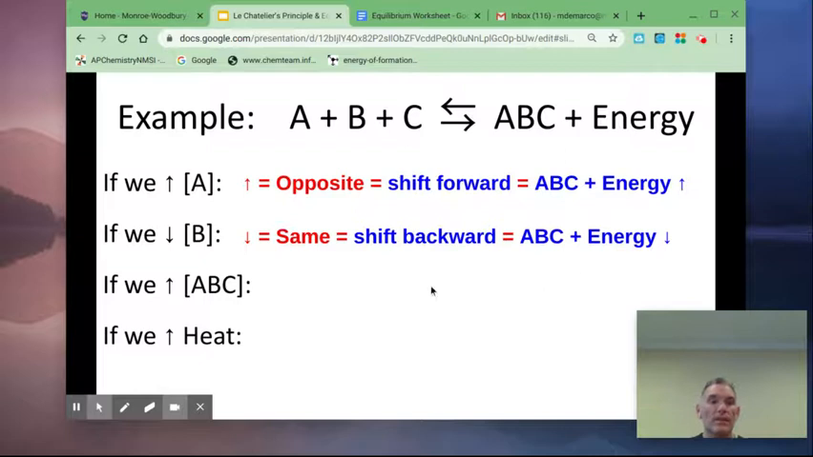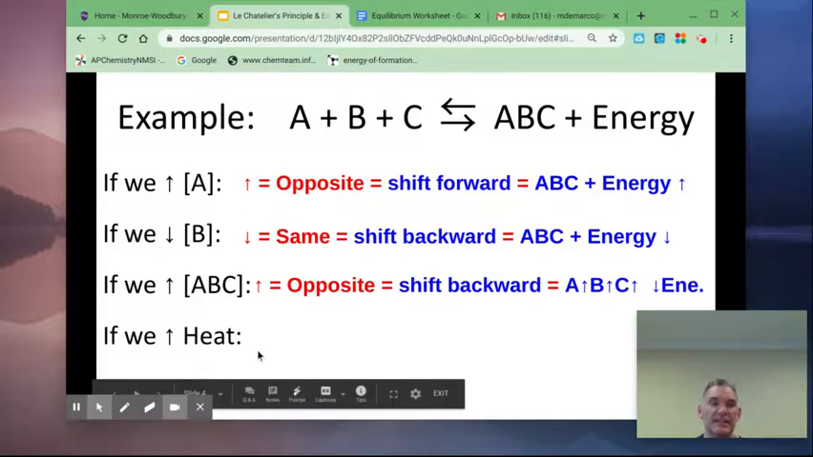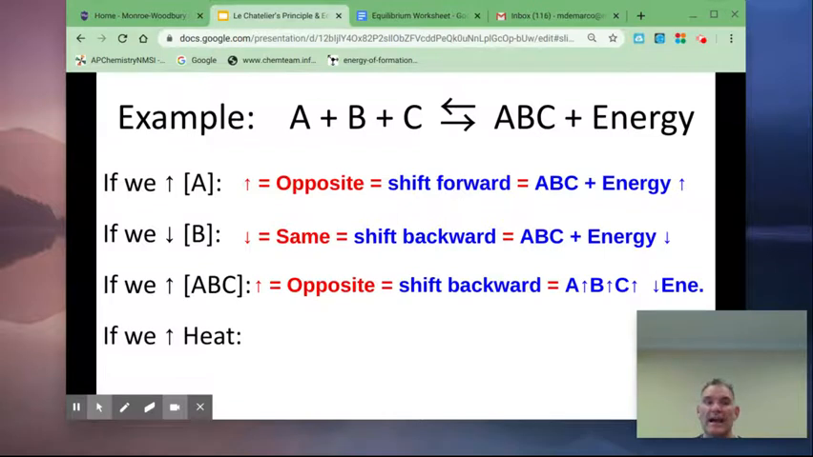Okay? Third example for concentration and heat is if we add A, B, C. Now notice A, B, C is over here on the right. So yep, you're thinking correctly. I'm going to shift opposite, which means I'm going to go backwards. And therefore, all of these things are going to go up. And because of the seesaw, this side has to go down, and it does. The last piece here says if we increase heat. So you have to remember that heat is energy, or kilojoules, or joules, whatever they're going to use in a problem. So I treat it just like concentration. That's why we did it together.